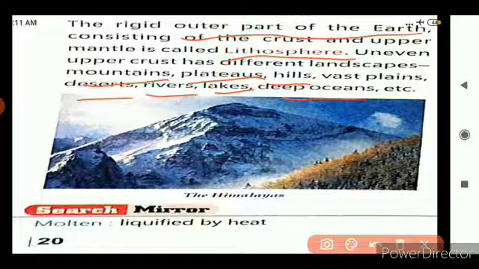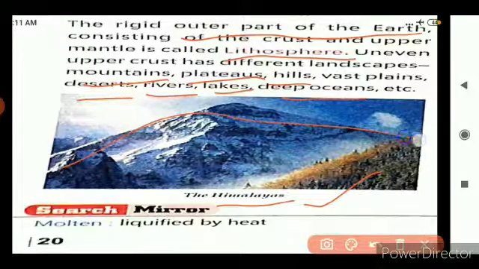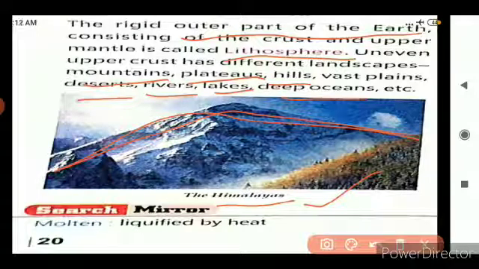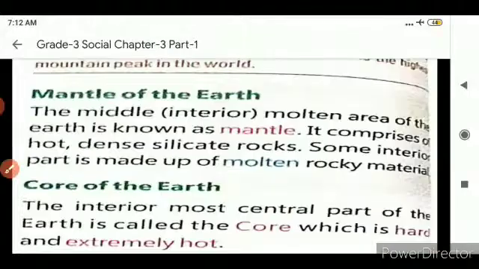Here, what is this image? Yes, good, Himalayas. Himalayas. Uneven surface. Yes or no children? It is uneven in surface. What is the keyword given here? Molten. What is molten? Liquefied by heat. What is the meaning of molten? Liquefied by heat. Shall we move to the next one children?